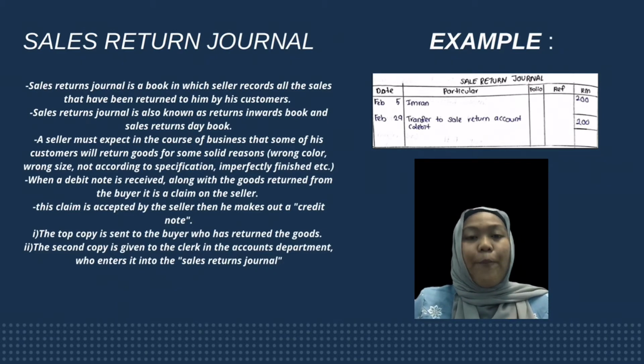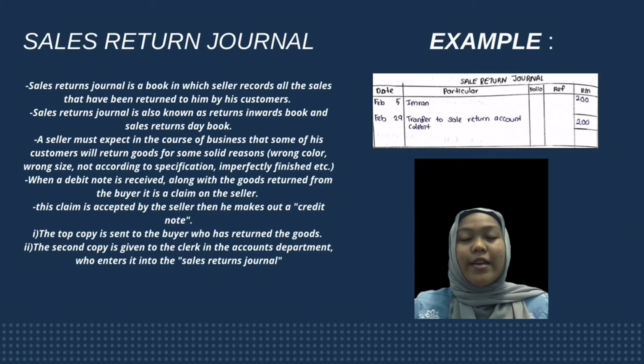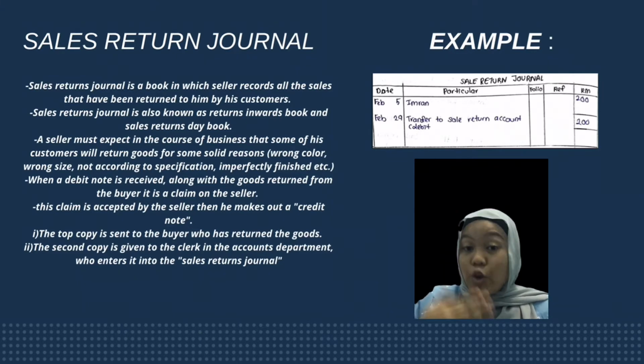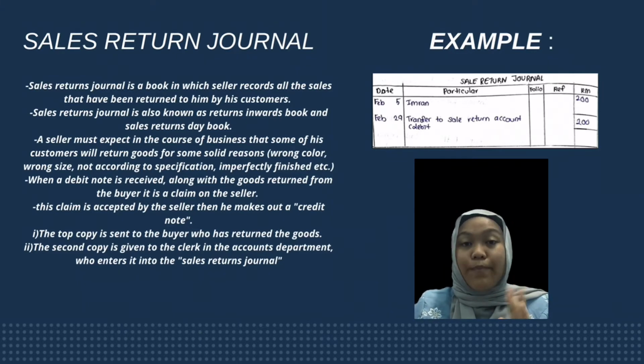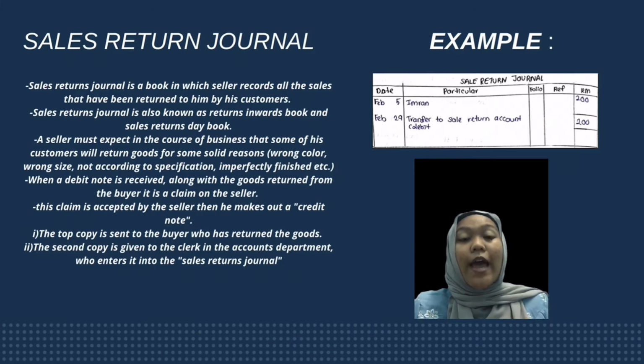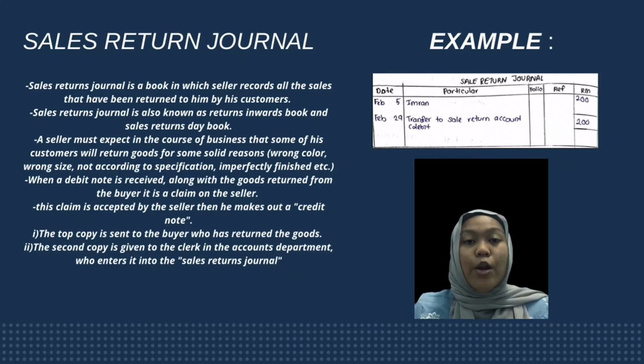It is usually printed in red ink, signifying that the customer's claim has been accepted and his account has been given the required credit. The top copy is sent to the buyer who has returned the goods, and the second copy is given to the clerk in the accounts department who enters it into the sales return journal.